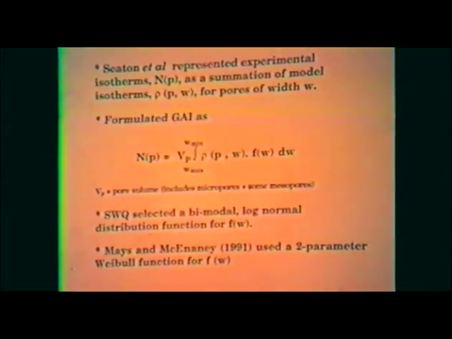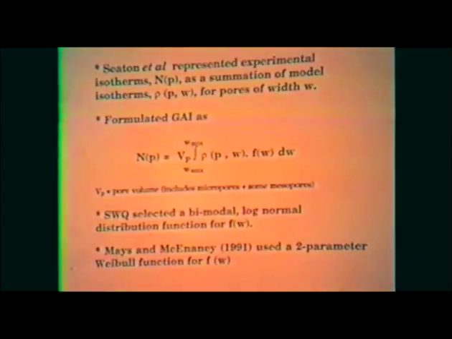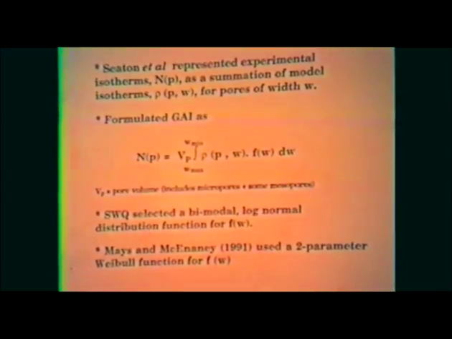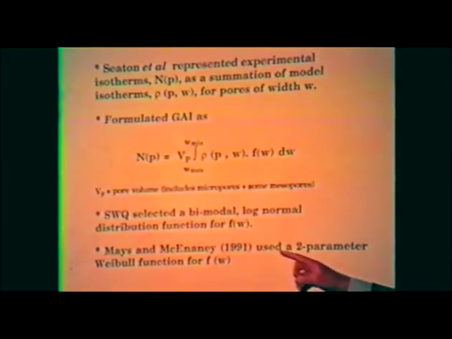Now, one still has the problem of ill-posedness to deal with. And what these authors have done is select a bimodal log-normal distribution function for F over W, and then used best fit procedures to match this isotherm to the overall isotherm. We've used their model isotherm data to obtain a similar approach. We've used a two-parameter Vidal function for F over W to fit the data.